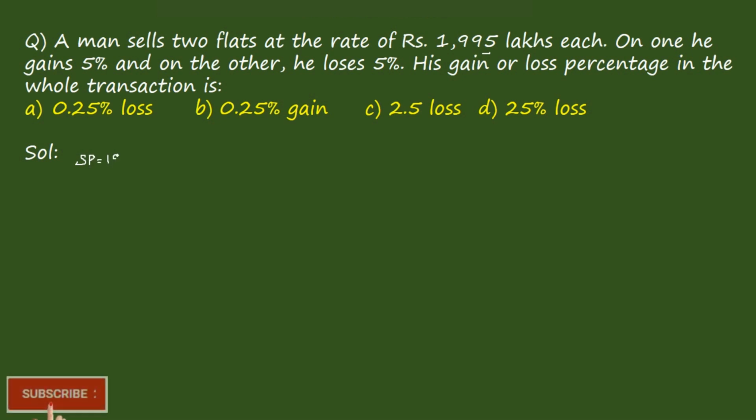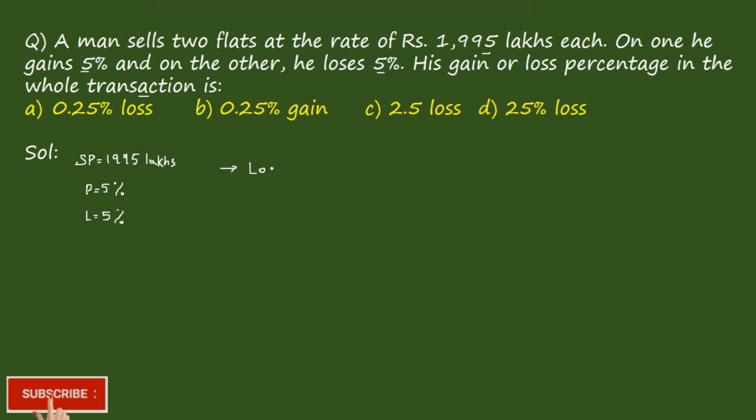The selling price is equal to 1995 lakhs. Now, on one he gains 5% and on the other he loses 5%. So they have given the profit percentage as 5% and the loss as 5% only. Now they are asking for his gain or loss percentage in the whole transaction. In this case, see that the profit and loss are both the same. So we know the formula that when a man sells two similar type of items with the same percentage of gain and loss, then there will always be a loss.